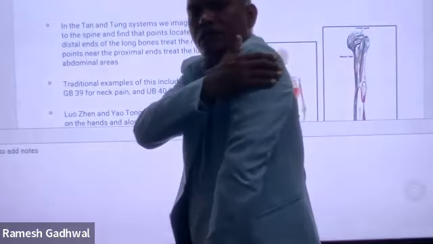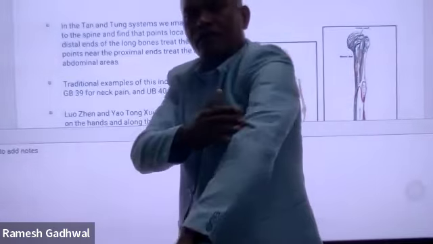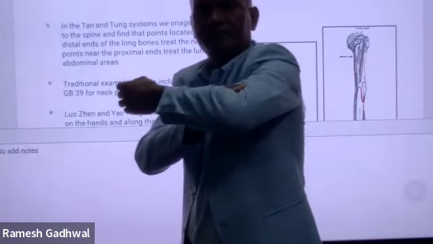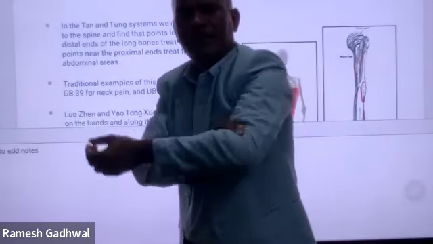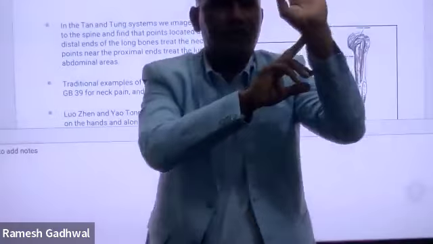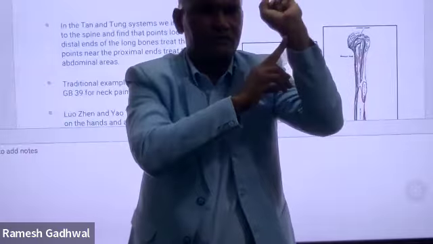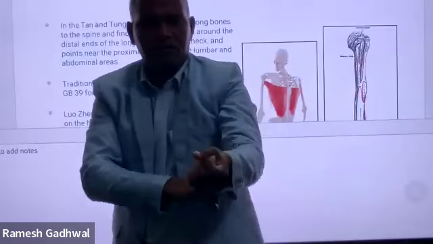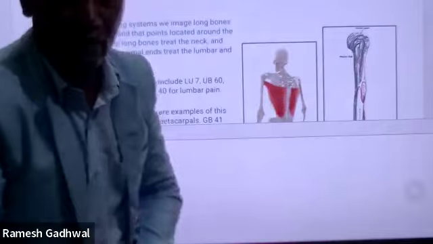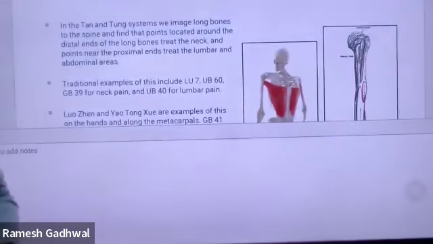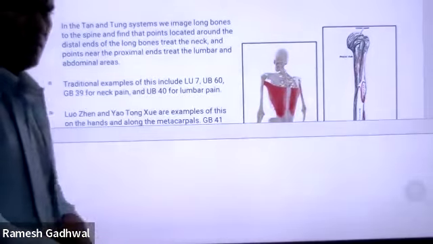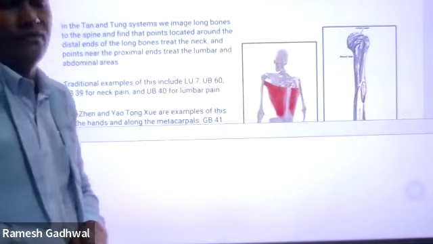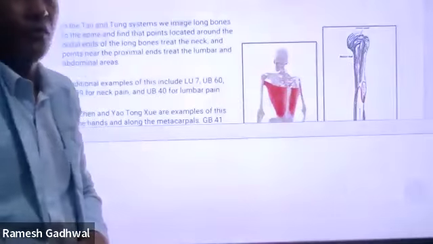The point is on the proximal, then on the distal, on this side, it is treating neck pain. And these joints are also very distal, the wrist joint. So radius and ulna, then tibia and fibula, humerus and femur. These are all long bones.